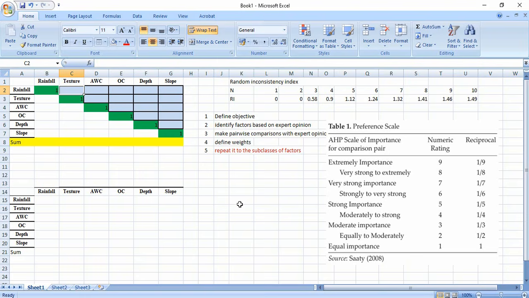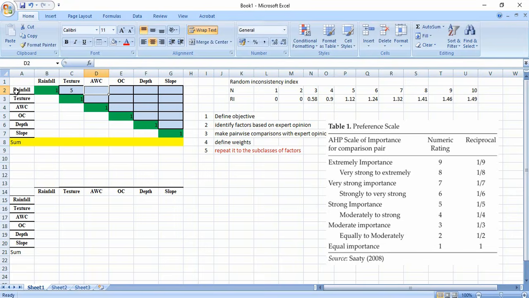So suppose rainfall and texture you are comparing for sorghum, you feel that rainfall is very much important. So this importance is like equal importance is 1, then moderate importance 3, strong importance 5, very strong importance 7 and extreme importance as 9. Now in between you can use 2, 4, 6, 8 also. So based on your expert's opinion you have to define this comparison, this rating. So suppose between rainfall and texture you find that rainfall is more important than texture, and how much important, suppose you find it 5, so 5 you can give here.